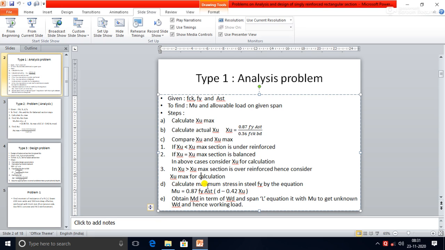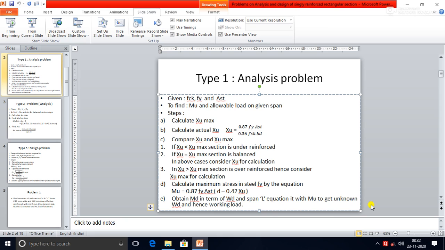Then calculate Mu by the equation Mu is equal to 0.87 fy Ast into bracket d minus 0.42 Xu. Then obtain Mu in terms of the working load, that is the design load, and span L. Equate it with Mu to get the unknown load and hence the working load.